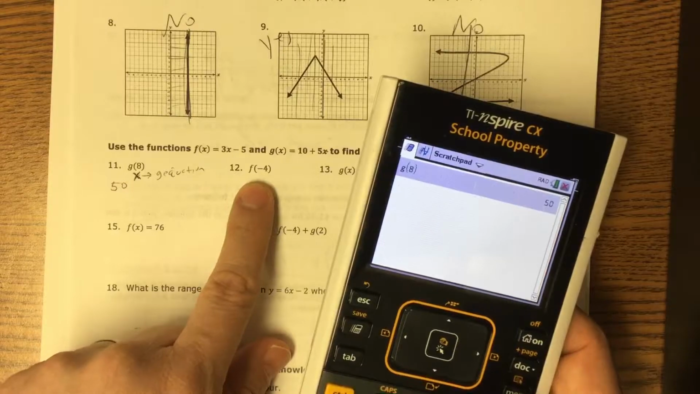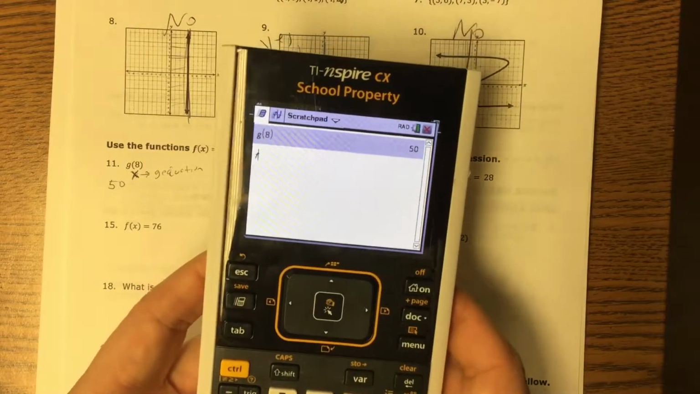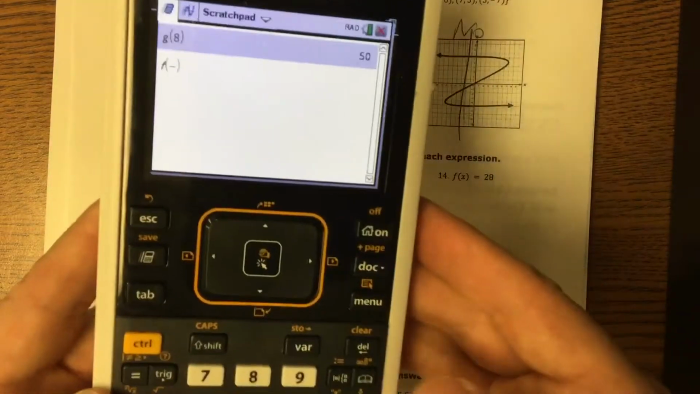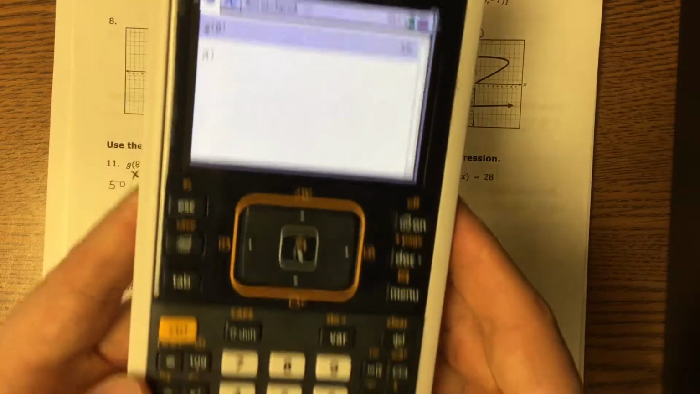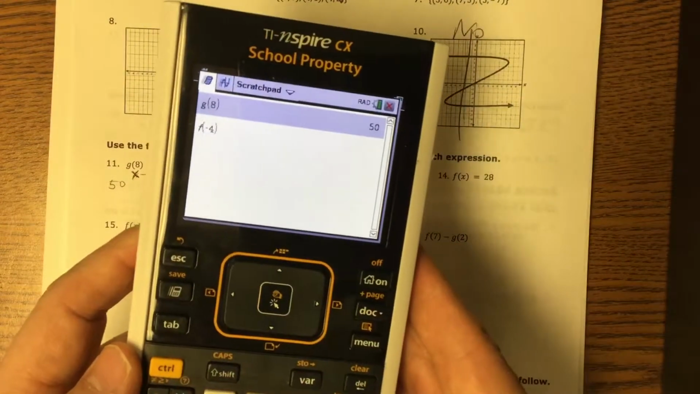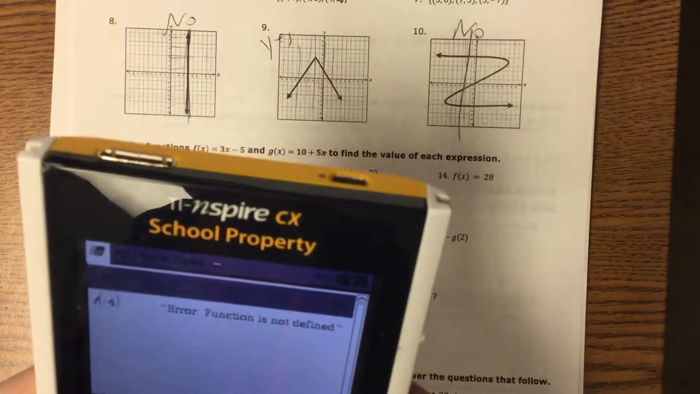I can do f of negative 4. F, parenthesis, oh, I almost made a mistake. I hit minus. It's not minus 4. It's got to be the negative sign 4. Okay, hit enter. It is, hold on.